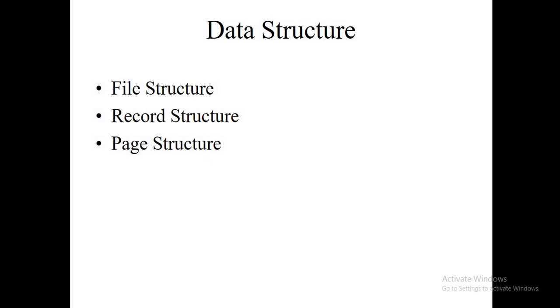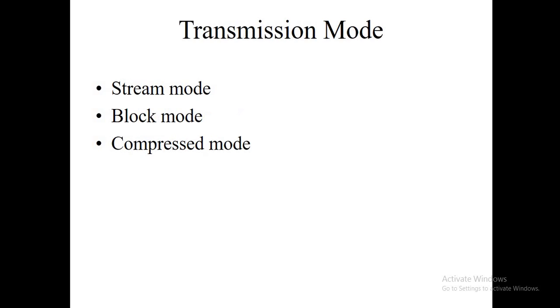Now, the file type could be ASCII or EBCDIC, it could be non-print, or whatever we have seen in telnet, or it could be an image. These are the various file types that are supported. Then the data structure: file structure, record structure, page structure. I will not go in depth into all these things. These are the various data structure types supported in FTP. And then the transmission modes can be stream mode, block mode, or compressed mode.